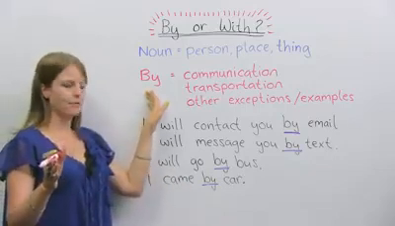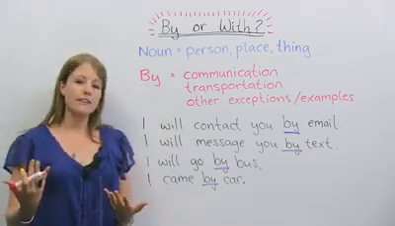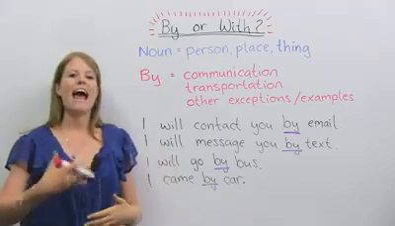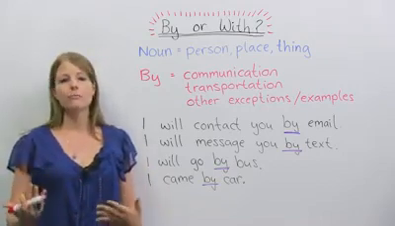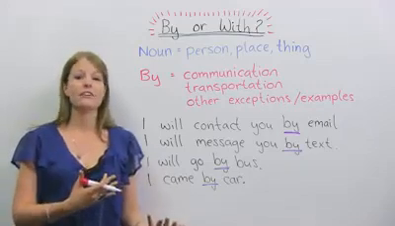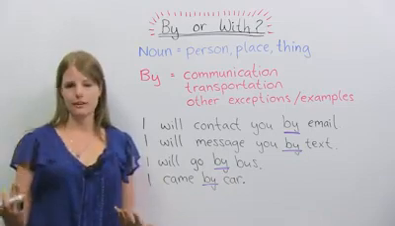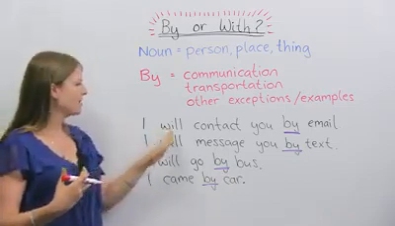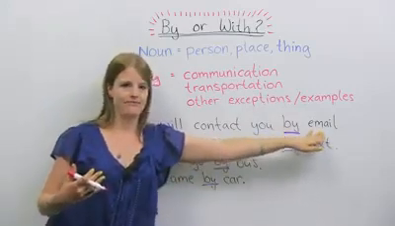Before we get to some examples, one of the major rules when we come to "by" is we often use it with communication, okay? So when we're talking about how we communicate, we usually use "by." We also use "by" a lot when we're talking about transportation. There are also a lot of other exceptions, but the main ones that I want you to know for now is when we're talking about transportation and communication. So for example, I will contact you by email.